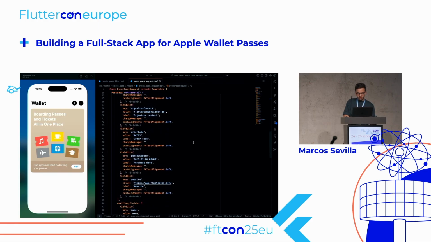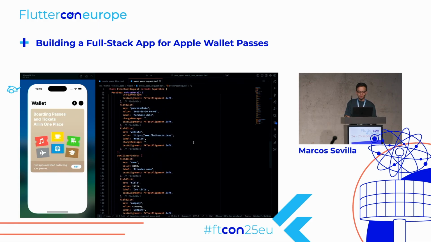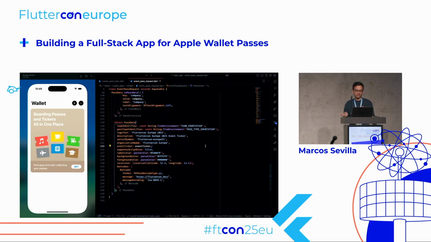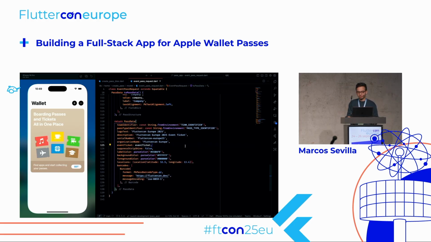So yeah, this is pretty much boring code. It's just configuration for the pass, and then here is the cool part. I create the pass data. You need to pass things for Apple like the team identifier and things like that. I have them as an environment variable here, and then color stuff and styling.